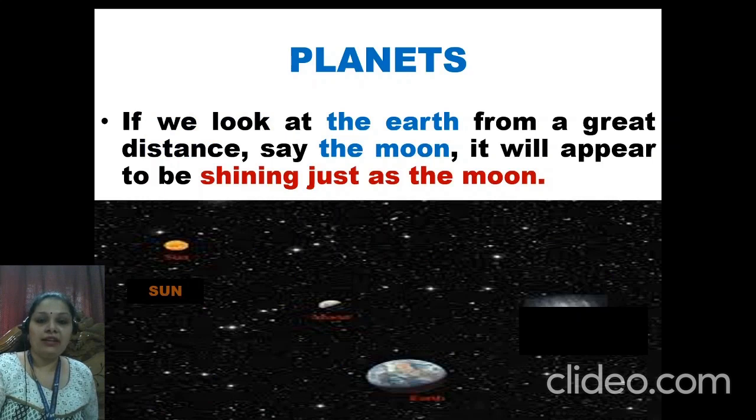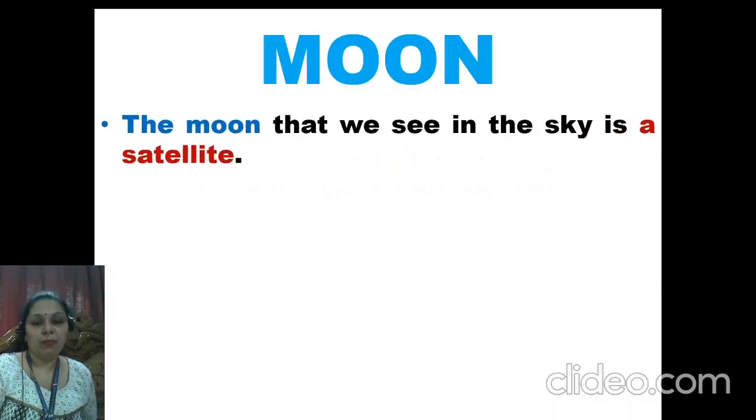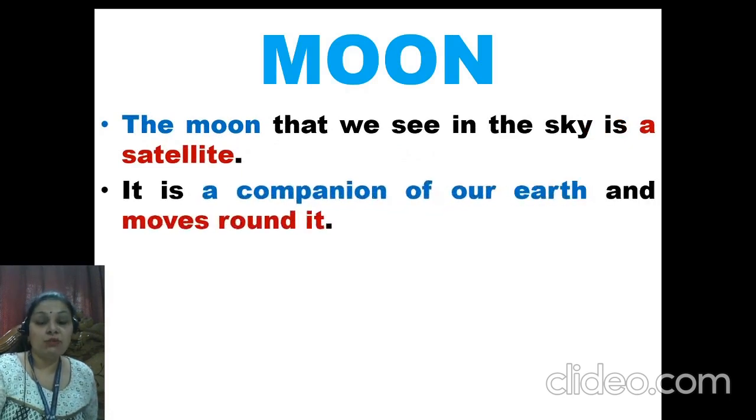If we look at the earth from a great distance, such as from the moon, it will appear to be shining just like the moon. So if we are standing on the moon and we look at the earth, it will just look like a moon only. The moon that we see in the sky is a satellite.